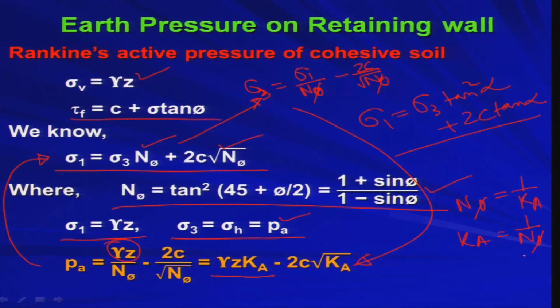If you deal with cohesive soil, what is the magnitude of your earth pressure coefficient in the active or passive state? That will remain completely dependent on the angle of internal friction of the soil, that is phi. So gamma z into Ka is this, and 2c by root over N phi is nothing but 2c into root over Ka.